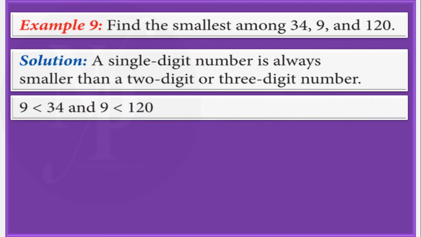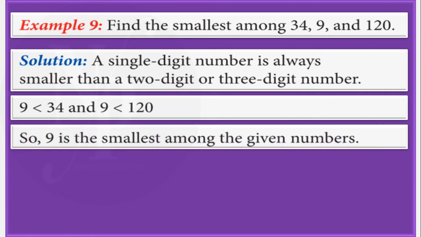So if we compare 9 and 34, 34 is a two-digit number and 9 is a single digit number, therefore 9 is smaller than 34. And when we compare 9 and 120, 120 is a three-digit number and 9 is a single digit number, therefore 9 is smaller than 120. So 9 is the smallest among the given numbers.